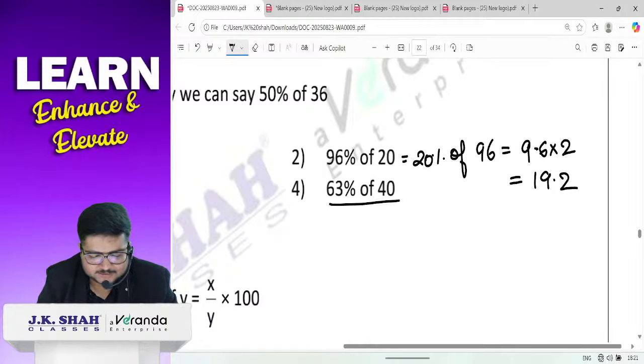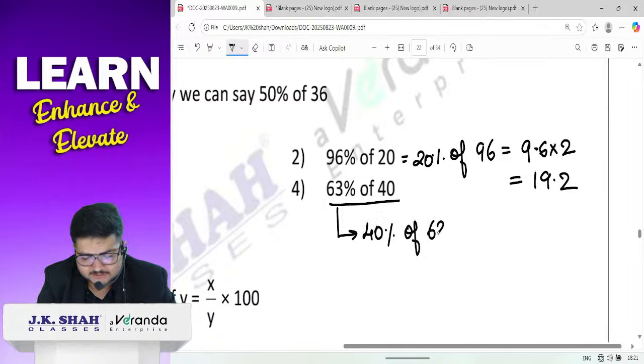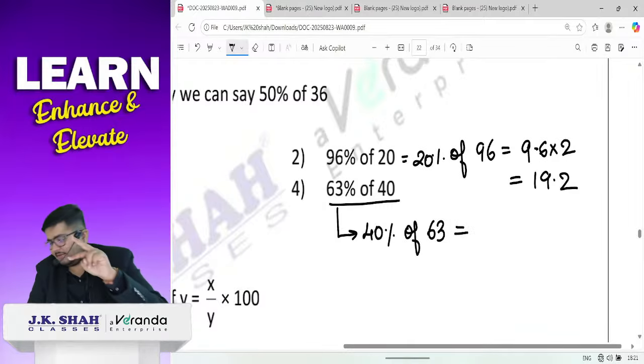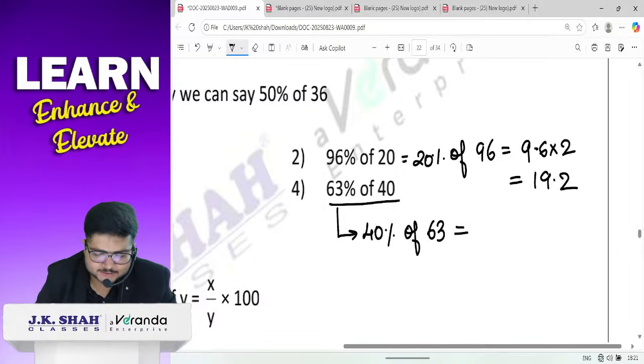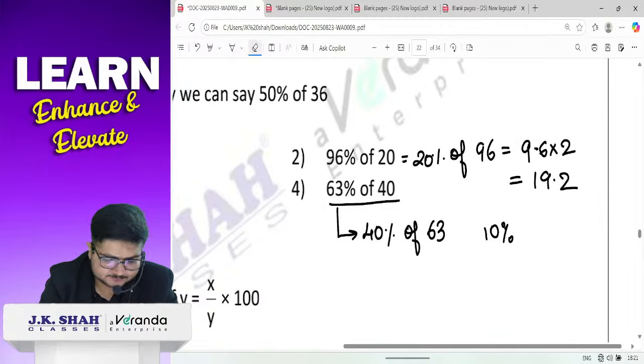Now we will calculate 63% of 40. How can we calculate 63% of 40? You have to calculate 40% of 63. What is 40% of 63? We'll find out 10%. Then we will take 4 times the value of 10%. Right? So 10% is 6.3.